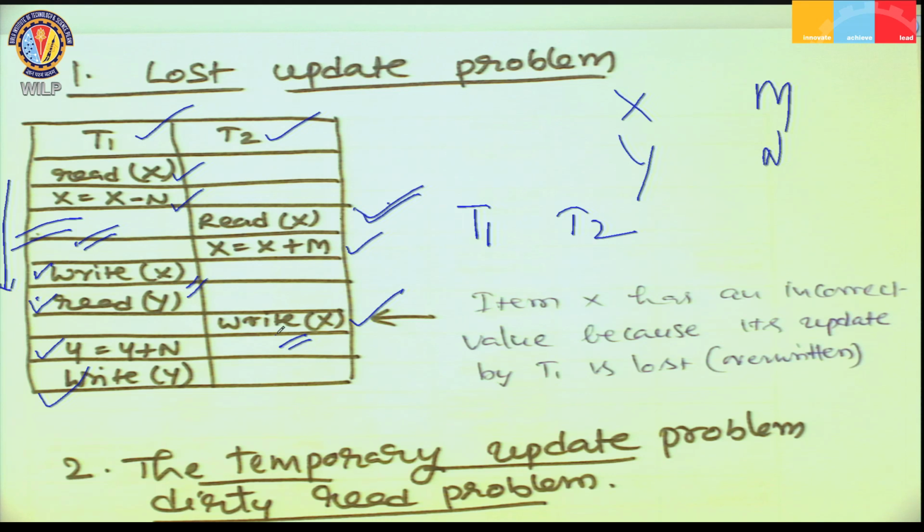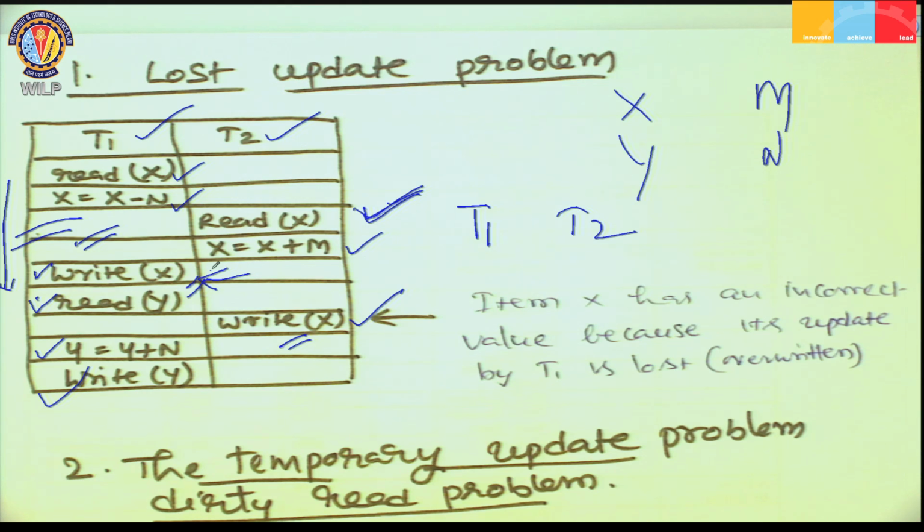Finally, T2 was supposed to use the data item X after modification by T1, but unfortunately because of concurrent execution, T2 is reading the data item X before T1 finally writes the modified value to the database. Hence T2 is reading incorrect data, and whatever update has been made by T1 is immediately overwritten by the transaction T2. Hence the update made by T1 on data item X is lost, it is overwritten by T2. So this is called the lost update problem.